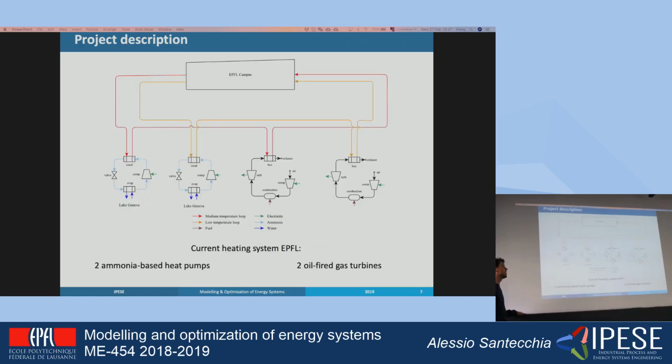So this is the current energy system of the EPFL for supplying heat. Basically, as I told you already, there are two temperature loops. The red one is 65 and the orange one is 50. Then you have two ammonia-based heat pumps, which are these two here, one for each loop. And then you have two oil-fired gas turbines, one for each loop as well. But it's kind of old, and we need to change it.